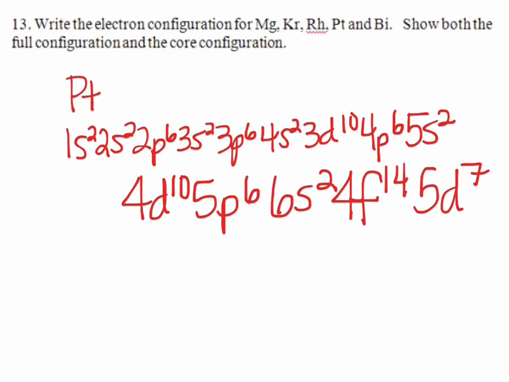So the valence electrons would just be 6s2, so 2. Your valence electrons would be this one right here. Your highest energy level, which one? Highest energy level is 6. Highest energy electrons are located right there. Your highest energy electrons are your last ones.